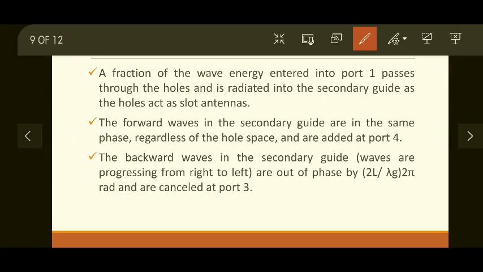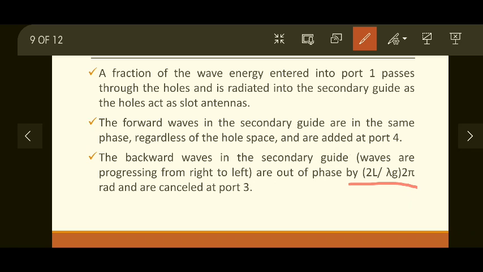As we have talked about, it is characterized by the S parameters. A fraction of wave energy enters port 1, passes through the holes and is radiated into the secondary waveguide, as the holes act as slot antennas. So the holes are acting as antennas to radiate waves further. Then the forward waves in the secondary guide are in the same phase, as we have discussed just now, and are added at port 4 and cancelled at port 3 because they are out of phase. The backward waves in the secondary guide are out of phase by 2L upon lambda g into 2 pi radians, so they get cancelled out at port 3.